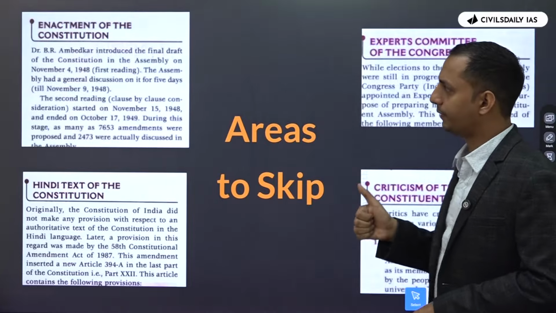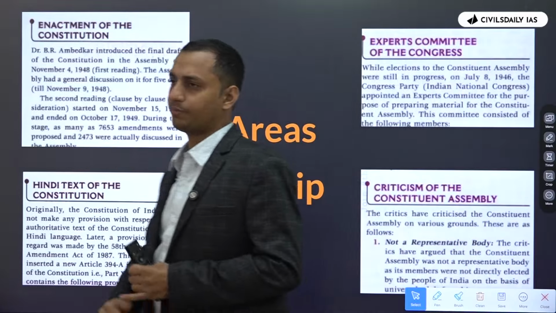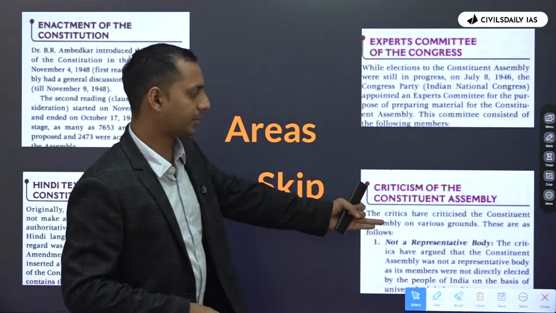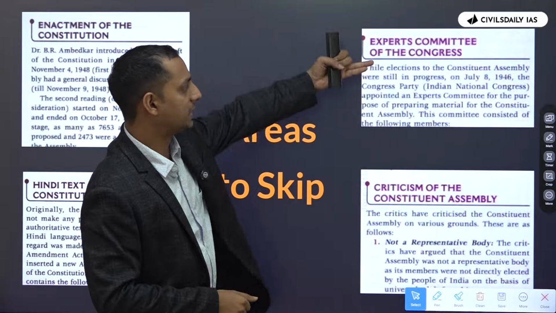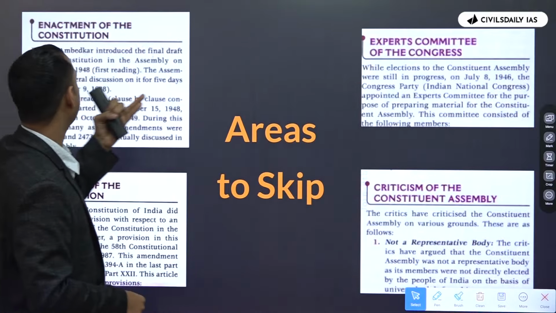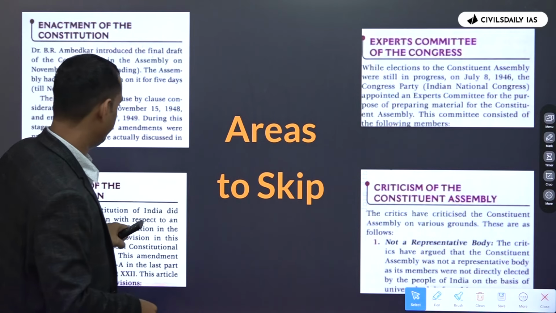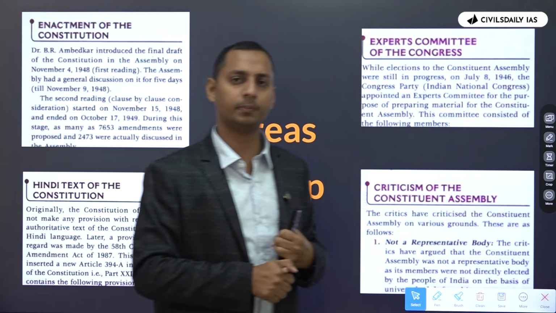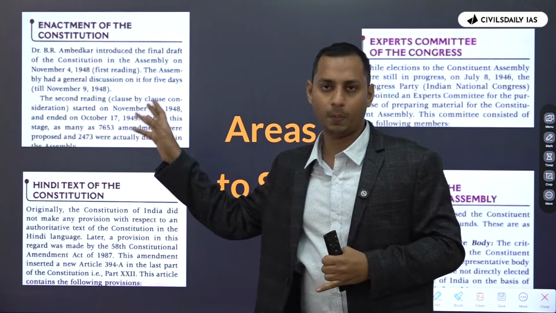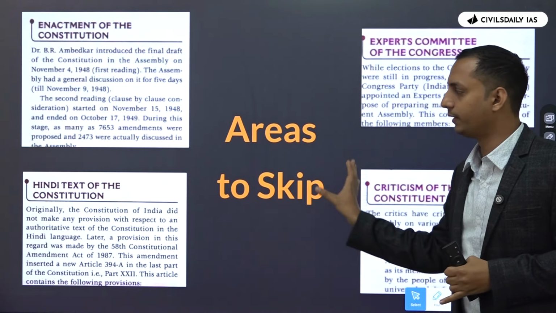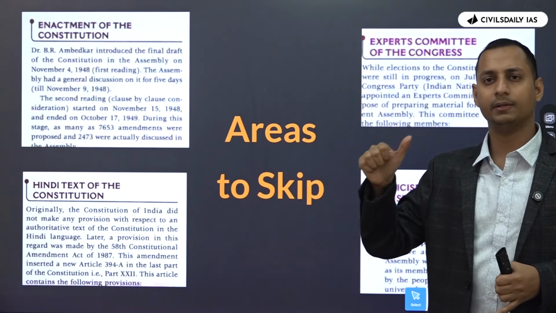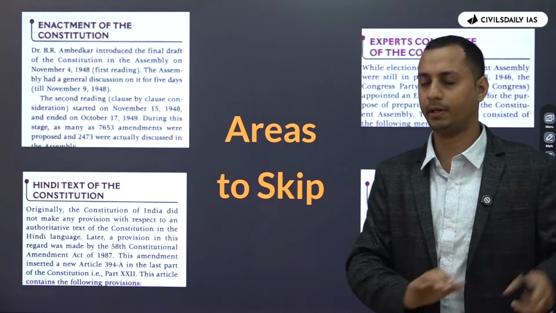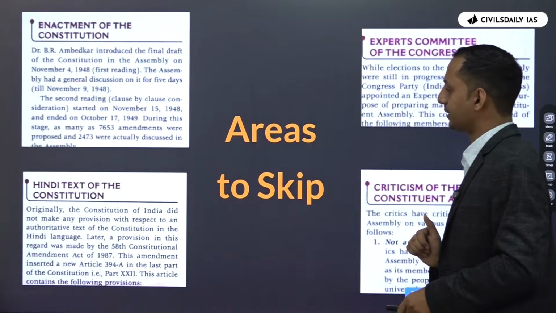Now, what are the areas to skip? First of all, the Hindi text of the Constitution, you can completely ignore. Criticism of the Constituent Assembly, you can completely ignore. Experts Committee of the Congress, you can completely ignore. And enactment of the Constitution, it's already there in the preamble. That is why I have given it here. Okay. So these 4 areas you can completely ignore for the fact that this is only given in the Lakshmikanth. It's not available in the Constitution. Okay. So we can ignore all these areas.